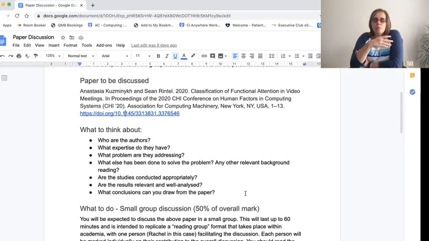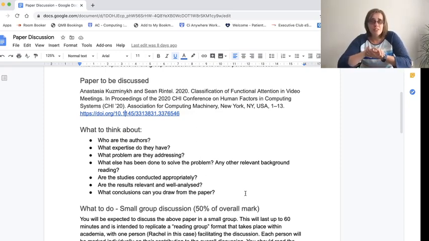What I want you to think about as you're reading through that: think about who the authors are and what experience they have. Do they have sufficient knowledge to be competent to write something like this? What problem are they addressing, and why is it a worthwhile problem to solve? What's their motivation to solve it? What are the potential next steps now that we know the answer to that problem? And is any background reading sensible and relevant to the topic that they're then studying?